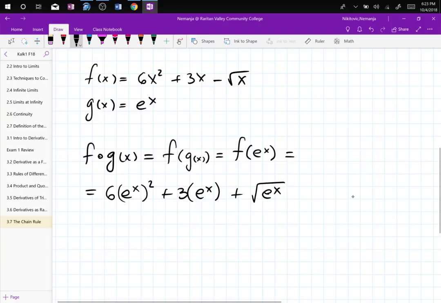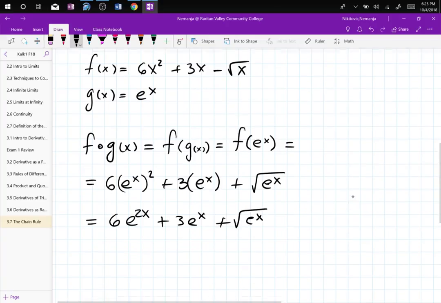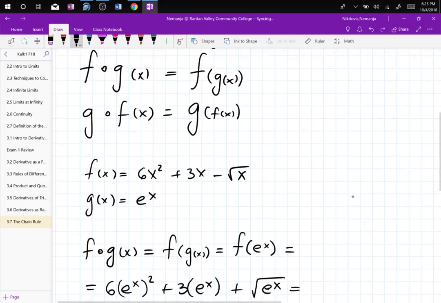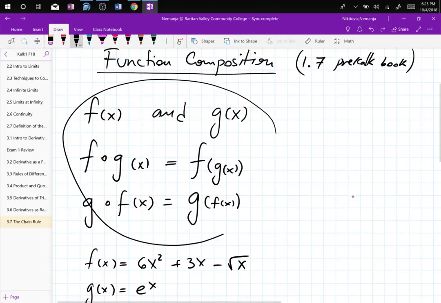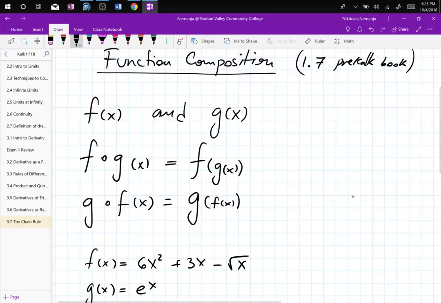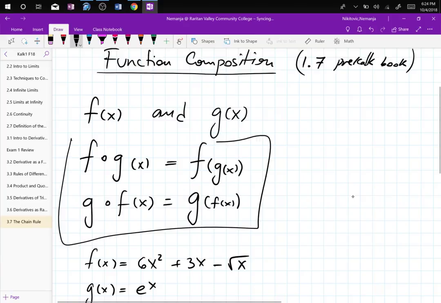So now, if you want to simplify this, you have it as 6e to the 2x, because exponent of exponent multiply, so x times 2 is 2x, plus 3e to the x, plus the square root of e to the x, and this is the function composition. So function composition is going to define these functions, especially these, where you actually find the function composition.